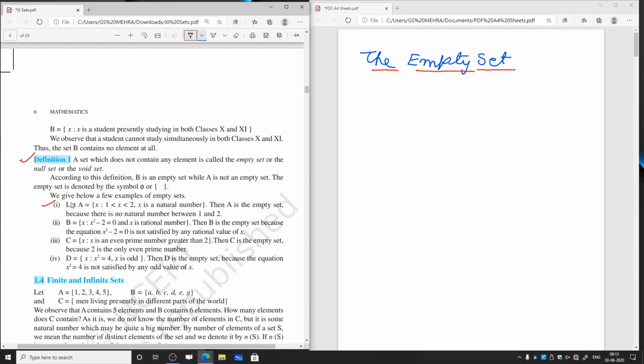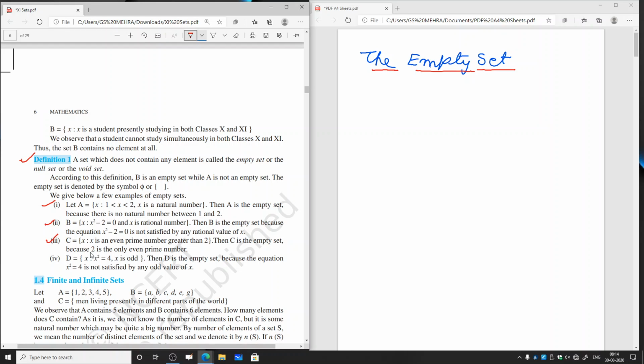Let us see some examples of the empty set. First one: let A equal to the collection of all x such that x is a natural number between 1 and 2. We know that there is no natural number between 1 and 2, so there will be no elements; in this case, the set A will be an empty set. Second example: B equal to the collection of all x such that x square minus 2 equals 0 and x is a rational number. If we solve this, we get x square equal to 2 and x will be plus minus root 2. So x cannot be a rational number, x will be irrational. So there will be no element in the set B, so it will be an empty set.